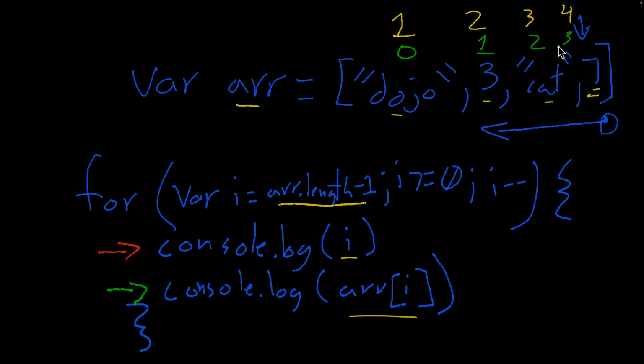So however long this array is, we know that the index value is just going to be 1 less than the array length. So that's why we put it in this format. We're getting however long the array is. In this case, this value is 3.